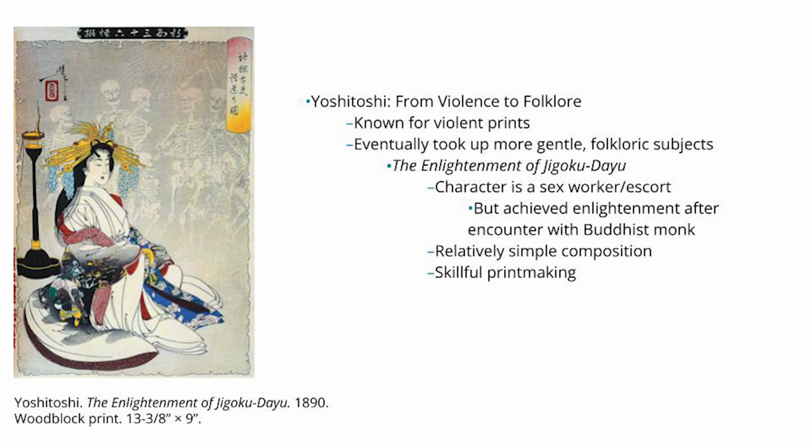This character is a sex worker, like an escort, but she actually achieved enlightenment after an encounter with a Buddhist monk. And this is a relatively simple composition, but it's very skillful printmaking when you think of all of the different colors and values that went into it, knowing that they all had to be carved out of different pieces of wood. Now with that, let's get into some contemporary examples.